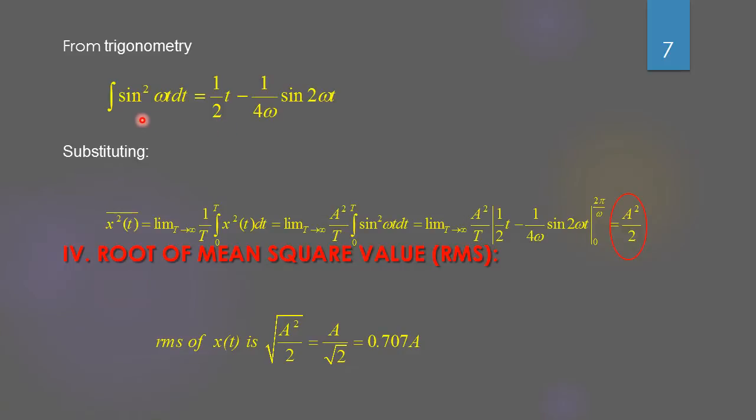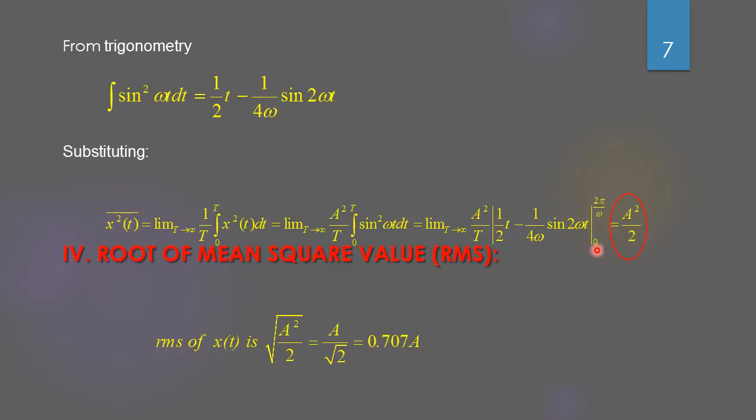Now, as you see, there is an integral of sine square, which is difficult to integrate. So we're going to replace it with an equivalent expression from the terminology, which is this one. And then substitute in the main equation. There we have, as you see here, the limit as t goes to infinity of A square over T, times the integral of sine square omega t dt.